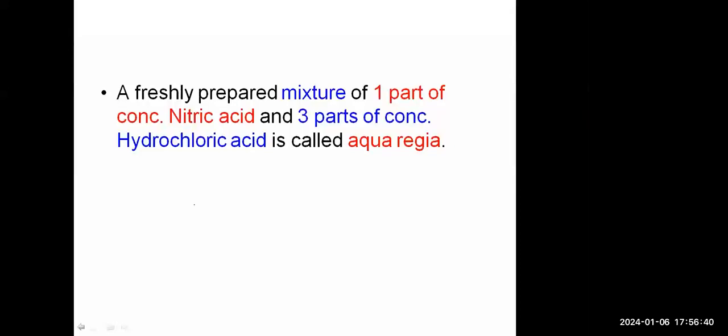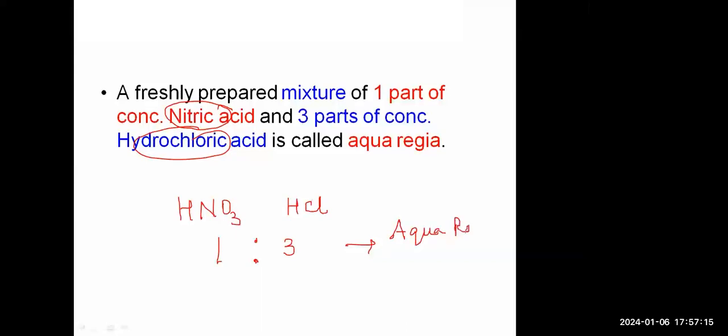Now, aqua regia is a very interesting mixture. It is a mixture of two strong acids. The acids are nitric acid and hydrochloric acid. The formula for nitric acid is HNO3, and the formula for hydrochloric acid is HCl. So you take one part of HNO3 and three parts of HCl. You get the mixture that is called aqua regia. Now we'll go into more detail about this aqua regia in the next class.